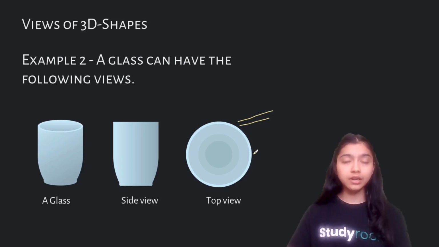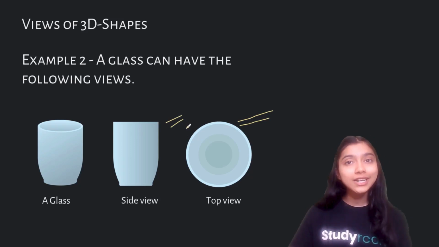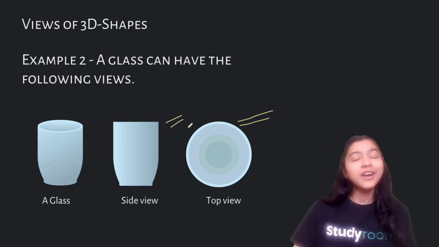And now when we look at the glass from the sideways, then it looks like this. So this is the side view of a glass tumbler in which we drink water or any sort of thing.